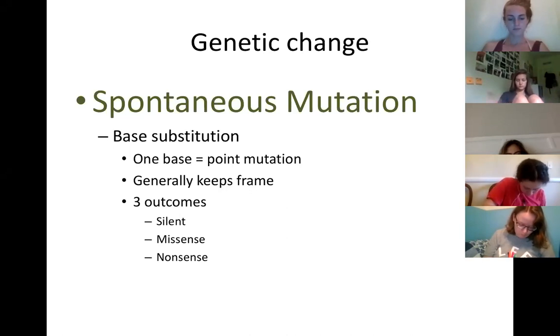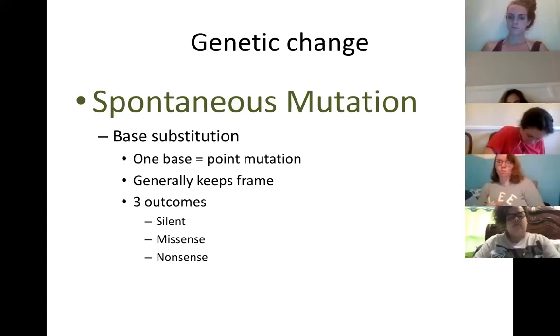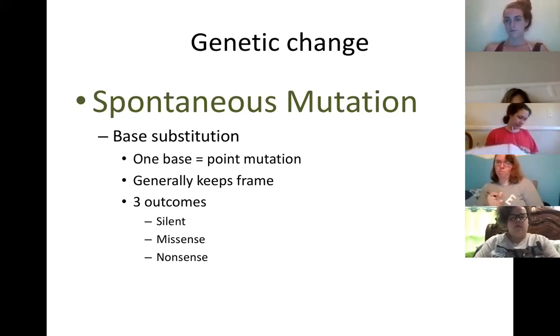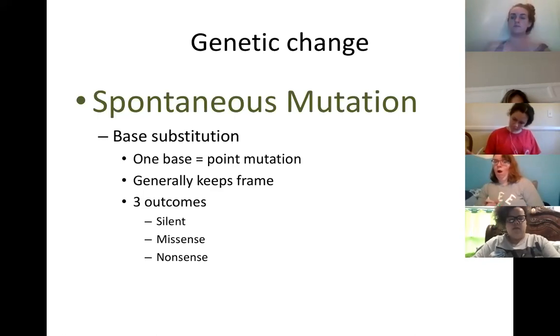If I would say something generally keeps frame, Allie, what am I referring to that we talked about yesterday? The codon sequence. Perfect, right? The codons that are being read, right? So every 3 nucleotides is a codon. If you're simply changing out one nucleotide for the other, then you're not affecting, right, that sequence of 3 nucleotides, which equals a codon. Okay?